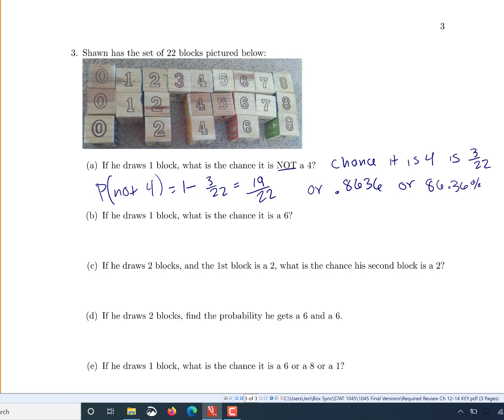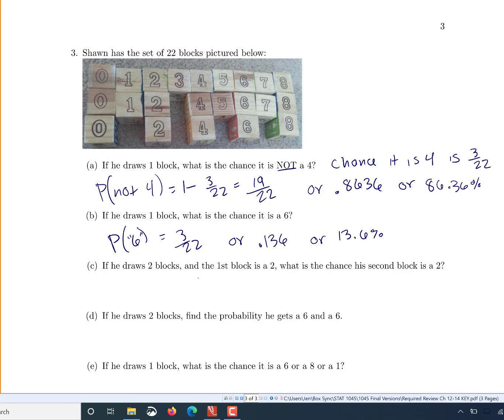If he draws one block, what is the chance that it's going to be a 6? Well, if you look at, there are 3 6s. So the probability of 6, there are 3 out of 22. Again, you can put this into your calculator. 3 divided by 22 is 0.136. Or if you times that by 100%, you get 13.6%.